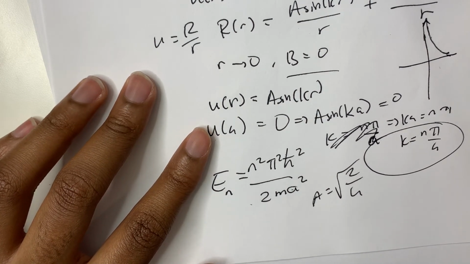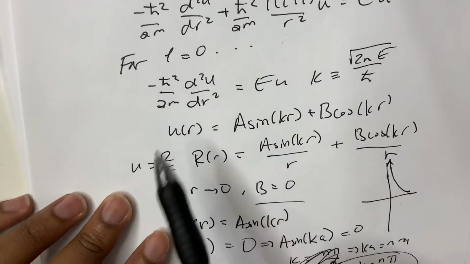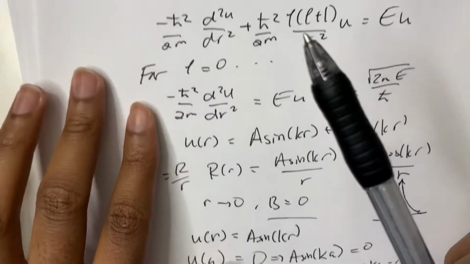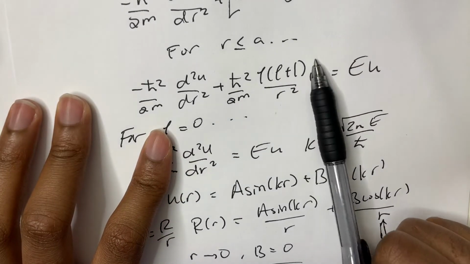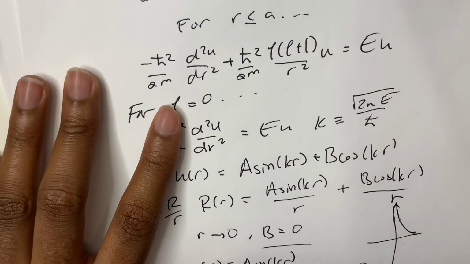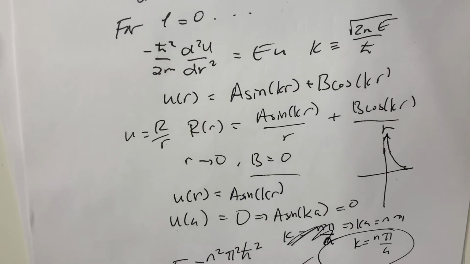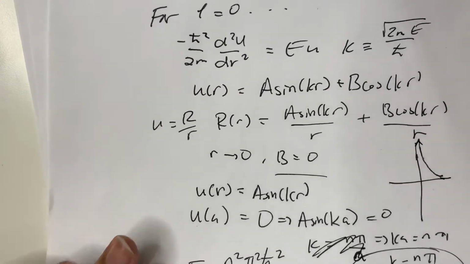But the problem is this is only for L equals 0. If L is not 0, in the most general case, this centrifugal term is non-zero. We have a problem. We can't write u of r in terms of plane waves. Well, these weren't plane waves, these are sinusoids. We can't write it in terms of sinusoids anymore. We can't solve the differential equation in that way. So instead, we have to use a different technique for solving differential equations.